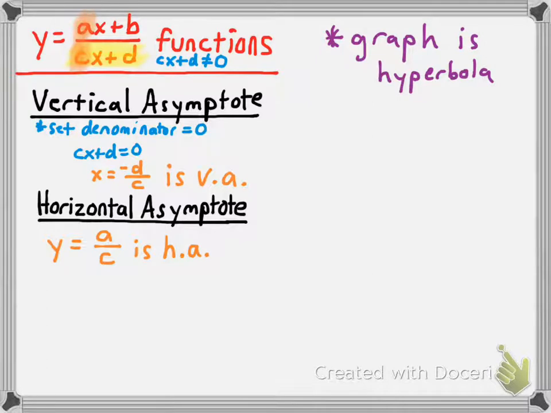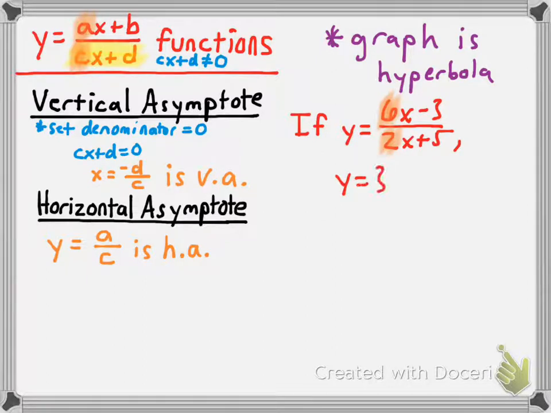Alright, so for instance, let's say that this was our rational function: y equals (6x minus 3) over (2x plus 5). If you divide the leading coefficients of the numerator and denominator, you're going to find that the horizontal asymptote is y equals 3. Now go ahead and graph this function on your calculator. Remember to put the numerator in parentheses, and then put the denominator in parentheses as well. And what you ought to see is that at y equals 3, there will be a boundary line all the way through that hyperbola.